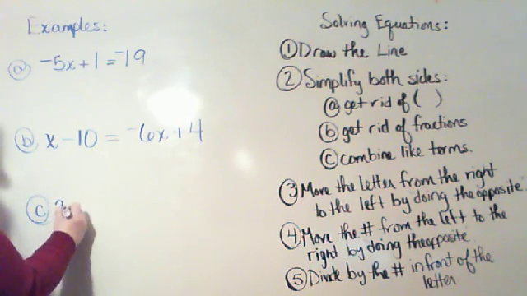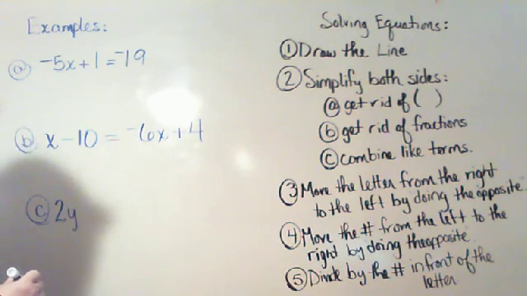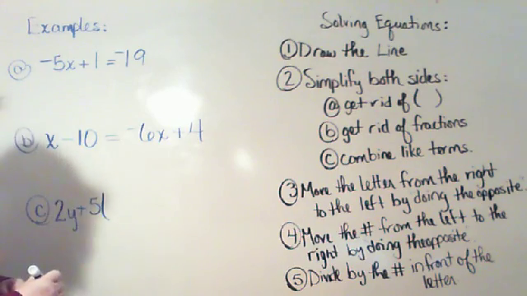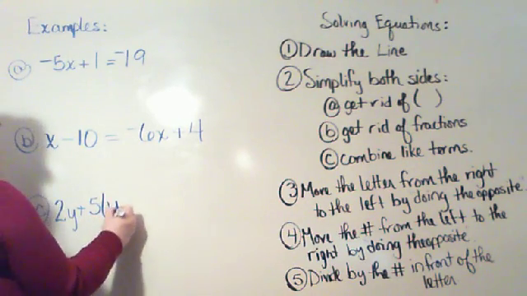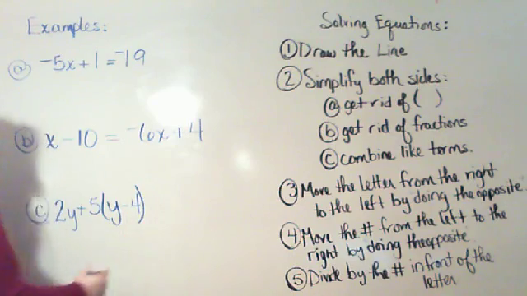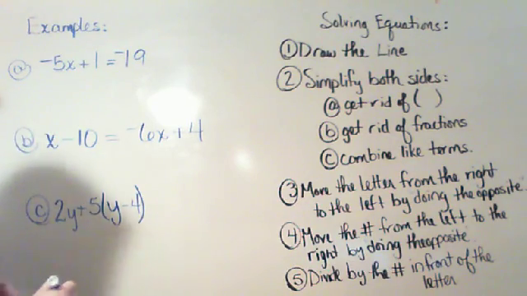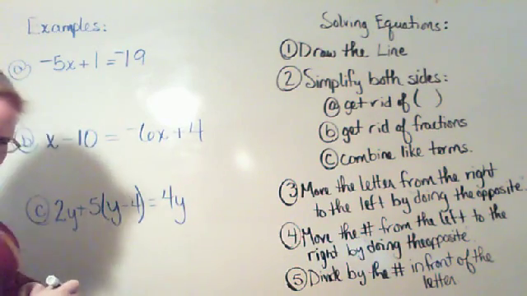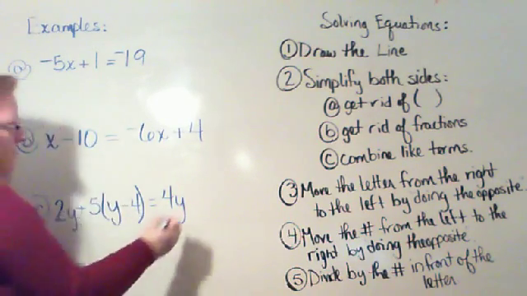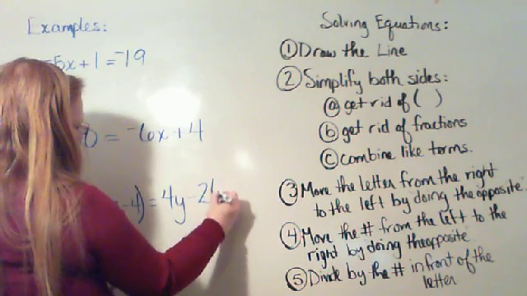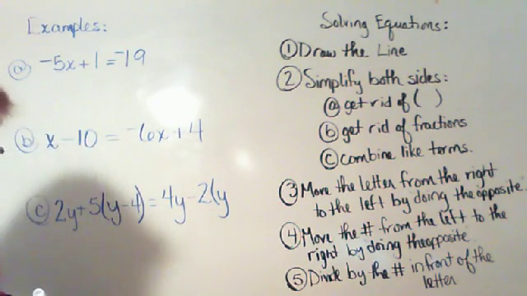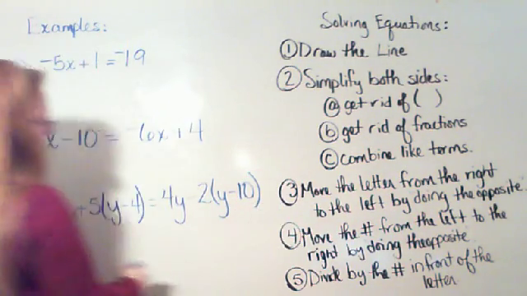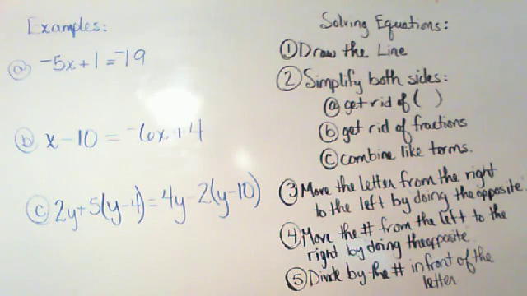It's a long one. 2y plus 5 times y minus 4 equals 4y minus 2 y minus 10. Make sure you watch where your parentheses are in that one.